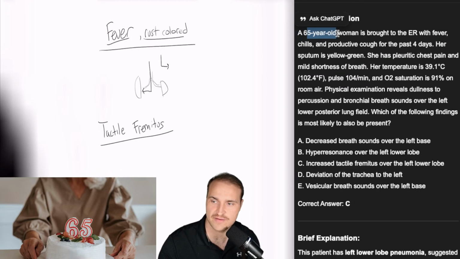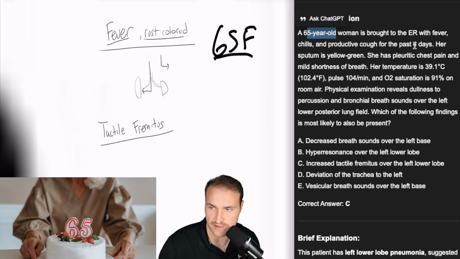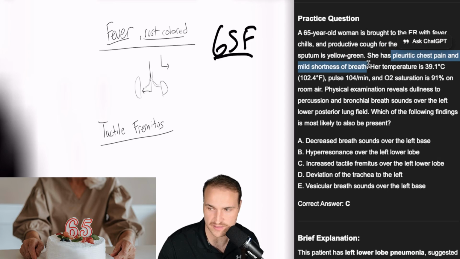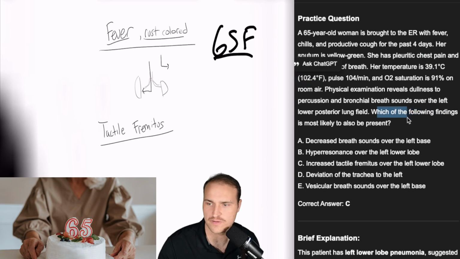Now for this next one, we have a 65-year-old woman. She's brought to the ER. She's got fever, chills, productive cough for the last 4 days. Her sputum is yellow-green. She has pleuritic chest pain and mild shortness of breath. Temperature is 39, so 102.4 degrees Fahrenheit. Which of the following findings is most likely present? The answer is increased tactile fremitus over the left lower lobe.